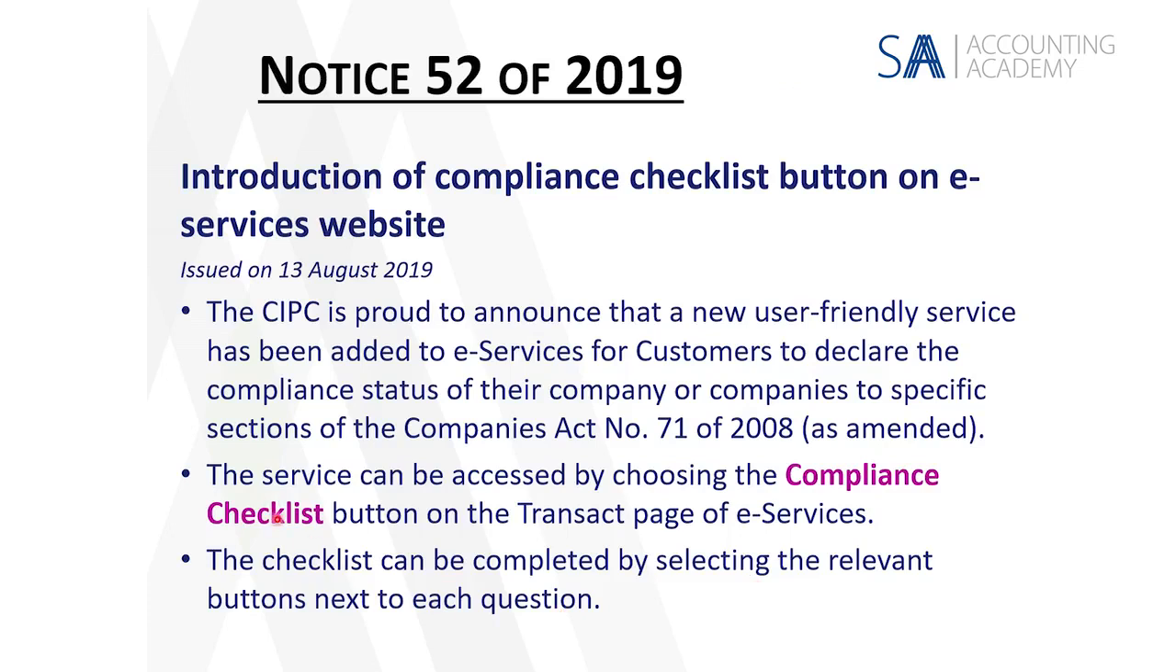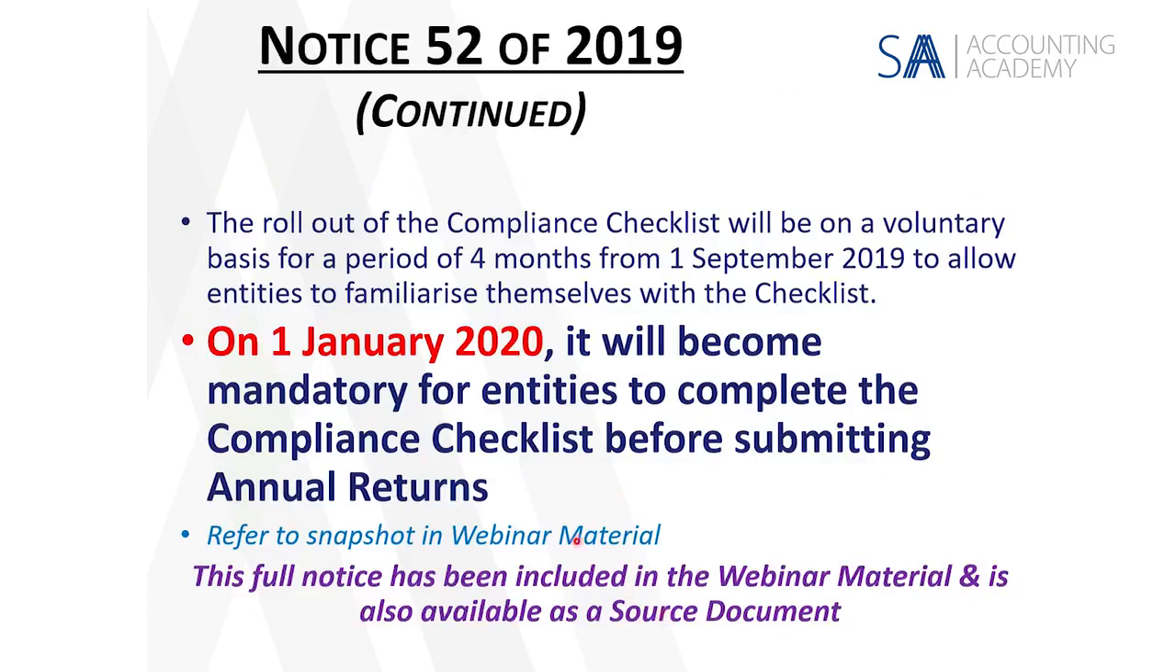You choose the Compliance Checklist button, but you've got to be logged in first of all. You log into e-services, then you click on Transact, and then you click on the Compliance Checklist button. So then it asks questions, and you'll say yes, no, or not applicable. You'll have to select whichever. The rollout of the compliance checklist was on a voluntary basis for the 4-month period from the 1st of September. And that was to allow entities to familiarize themselves with the checklist.